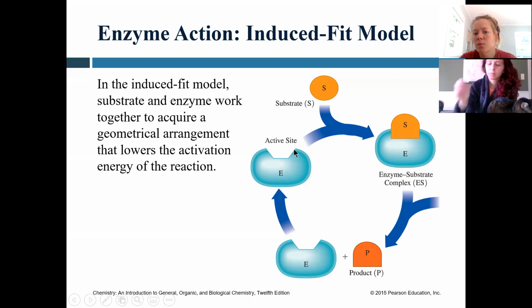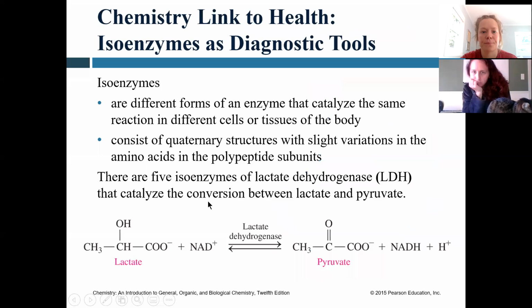Now, I do want to note that with this induced fit model, the active site doesn't change so much that it'll start to catalyze other things, okay? So don't get the idea that if this is sucrase for digesting sucrose, that all of a sudden you're going to be able to shove some other thing in, or that it's going to start working on oxidizing things. It is specifically designed for that substrate. It's just a little more flexible.